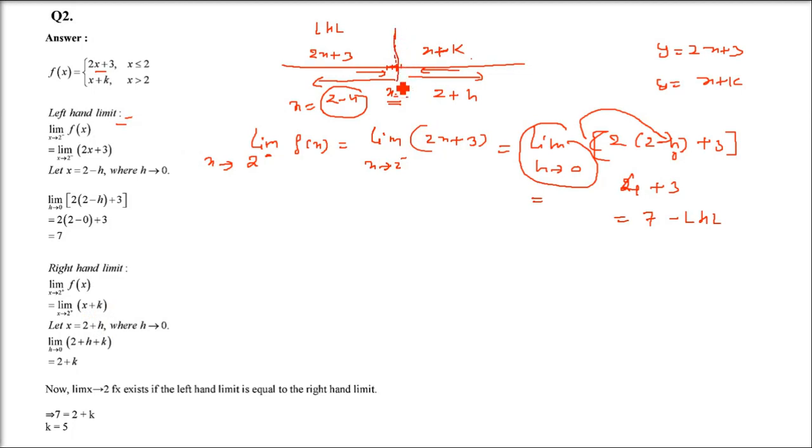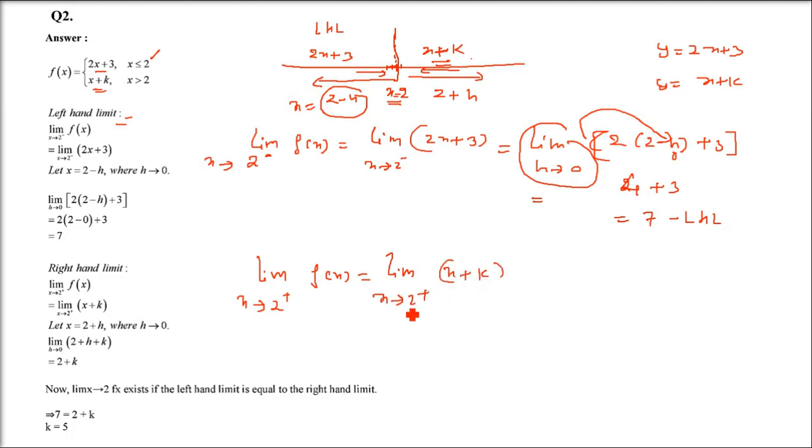Now coming to the right hand limit. For this, the function has changed. The function has become x plus k now, because we are going beyond 2. So we have limit x tends to 2 plus. When we put 2 plus, that is we are going to the right hand side. So f(x) will be equal to, the function is going to change. It will be now x plus k. So x tends to 2 plus, it will be x plus k.